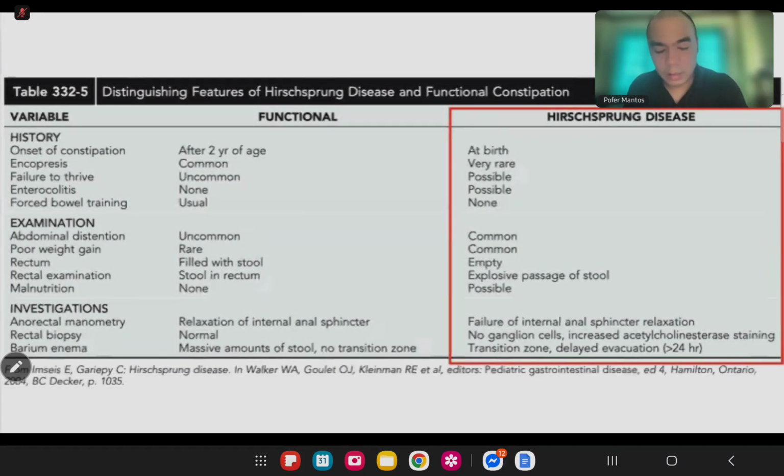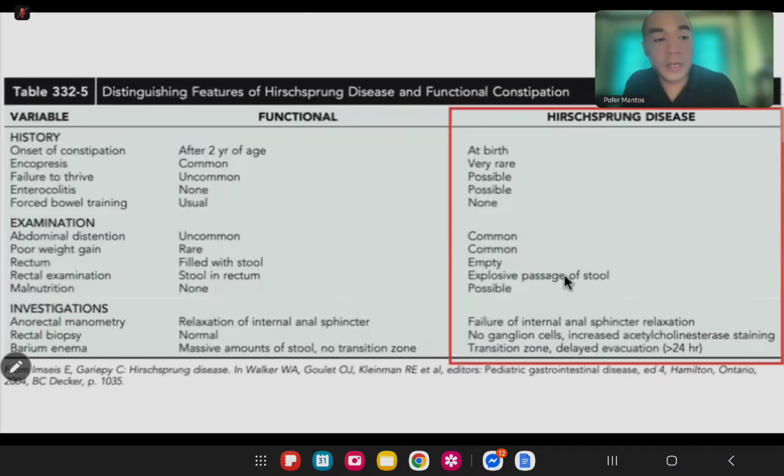So usually in patients with long segment Hirschsprung disease, the onset of symptoms is very early, even in 1 month of life. So they would manifest right away with abdominal distension and vomiting. But for children with short segment Hirschsprung disease, the manifestation may come at a later date. So some of these patients can be mistaken as a case of functional constipation.